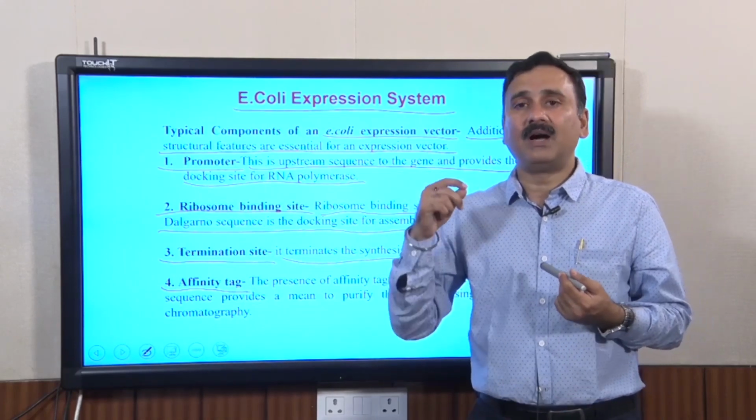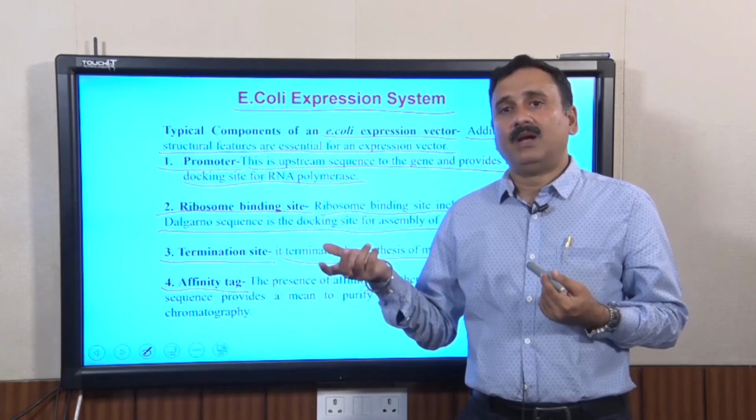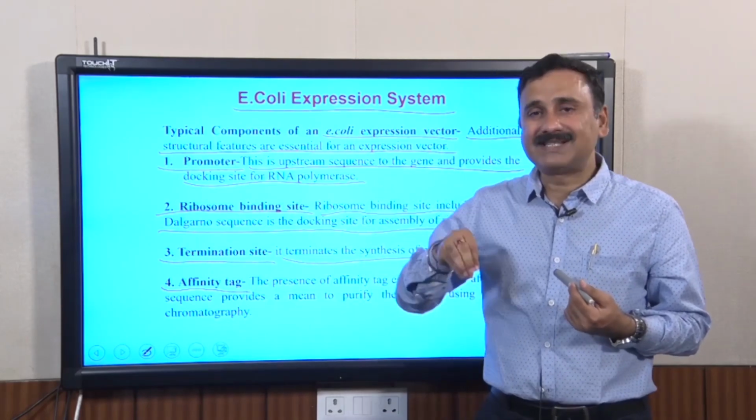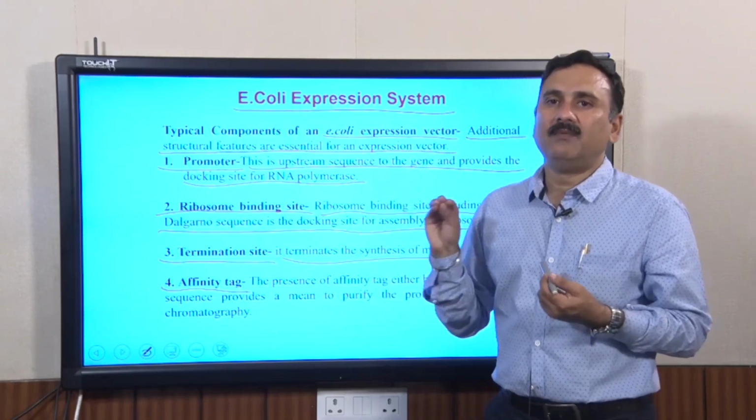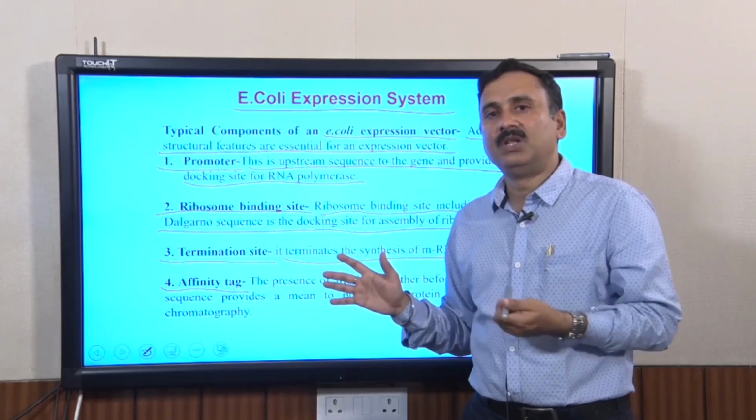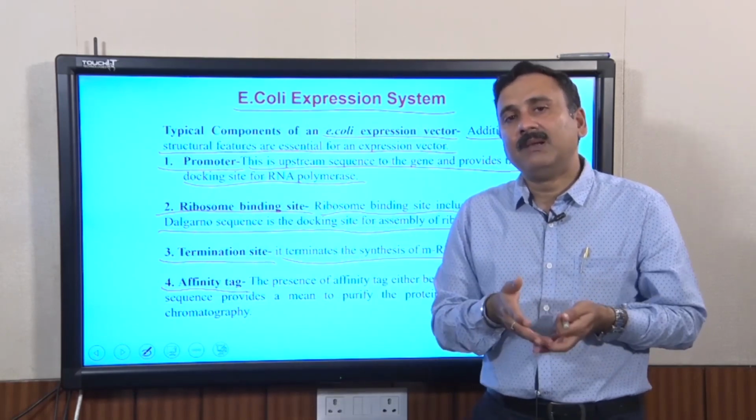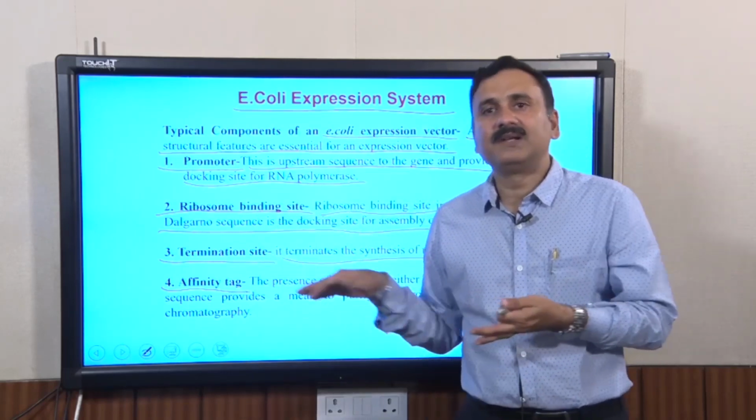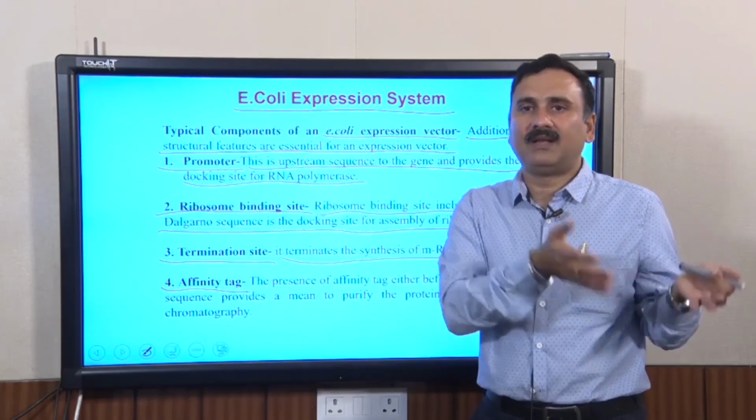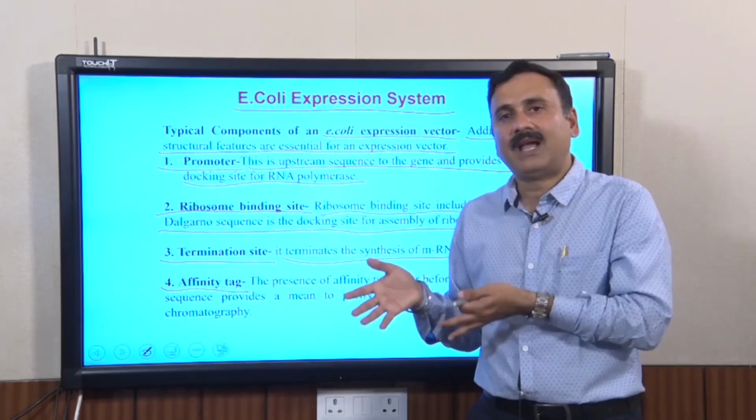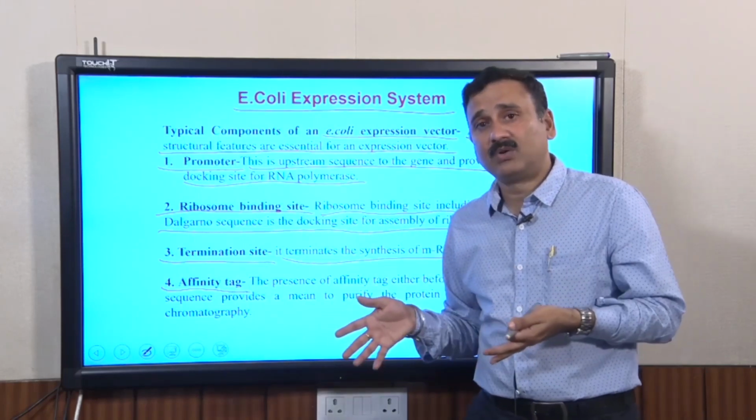These affinity tags are important because you can use the compatible affinity beads, and that will allow you to purify these proteins without going through the conventional process of different types of chromatography columns. For example, if you do not have the affinity tags, you might have to use the conventional chromatography techniques such as anion exchange chromatography, cation exchange chromatography, hydrophobic interaction chromatography, or gel filtration chromatography.